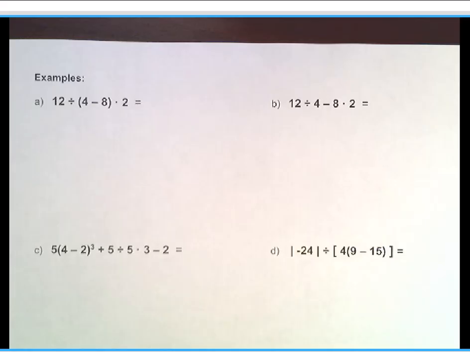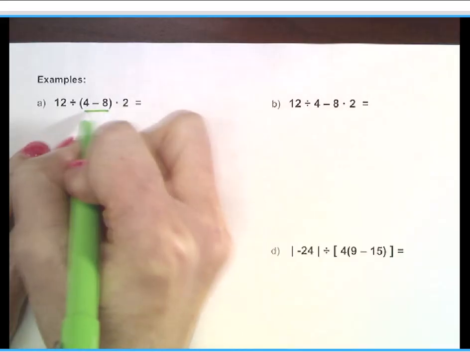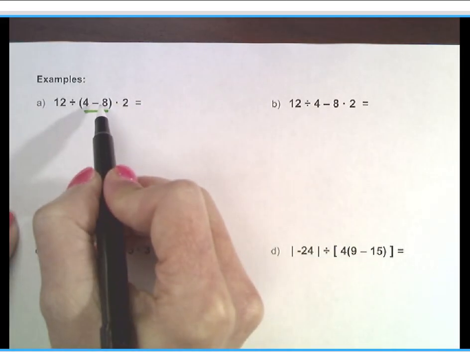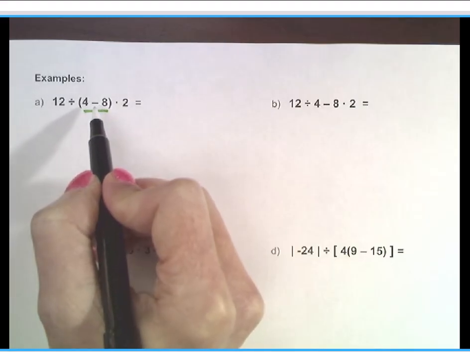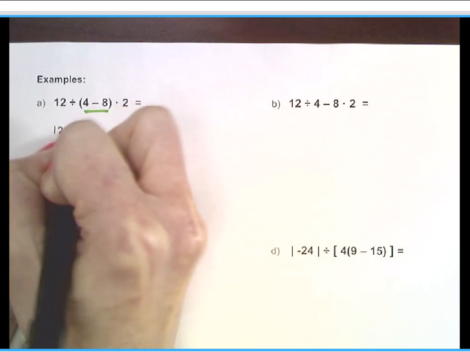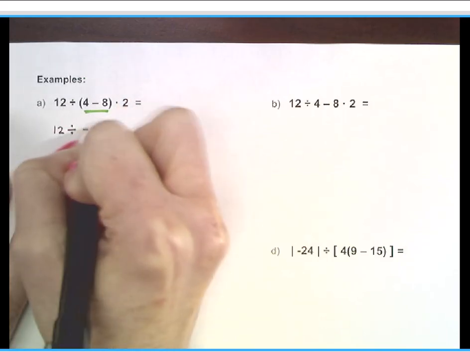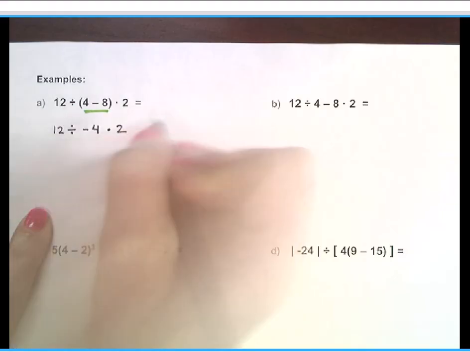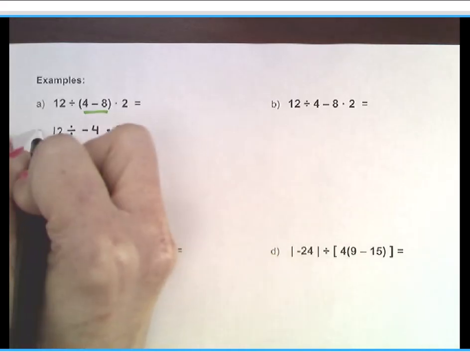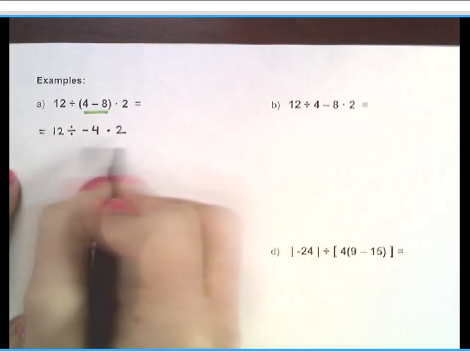So with this one, we're going to start with parentheses. We're going to do this first. And so 4 minus 8, think of a number line, if you're sitting at 4 and you subtract 8, you're going to end up at negative 4. And so you see, all I did, I recopied everything. I just did the part I underlined in green. Okay, so I'll put my equal sign over here. This line is equal to this line.